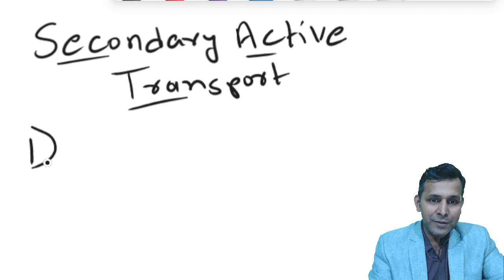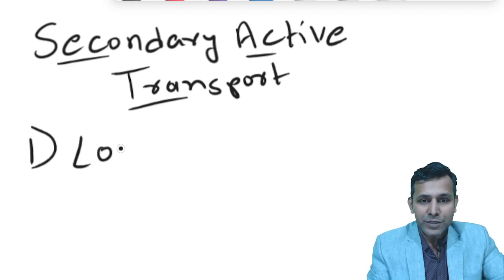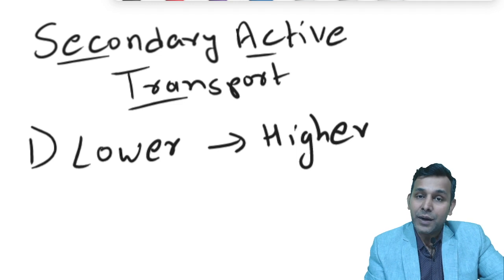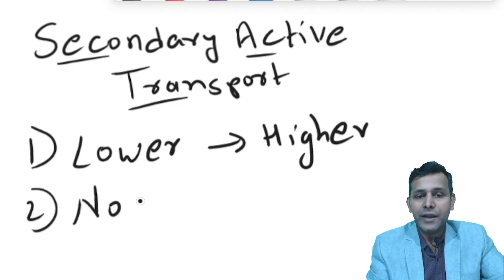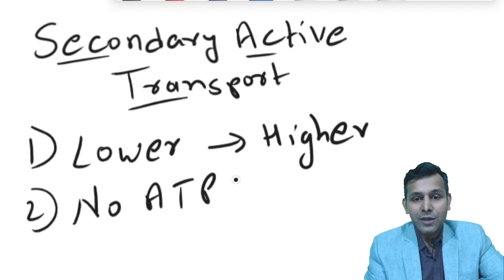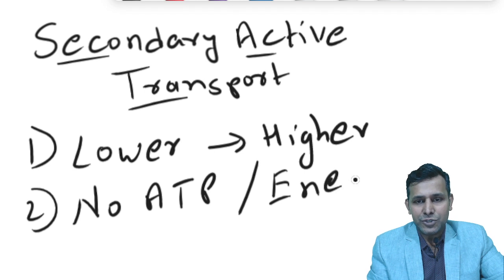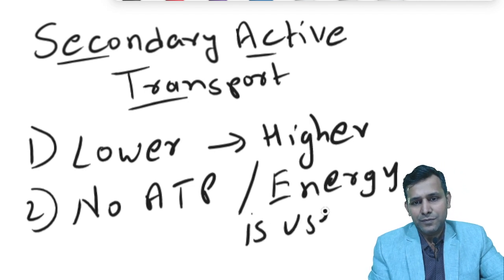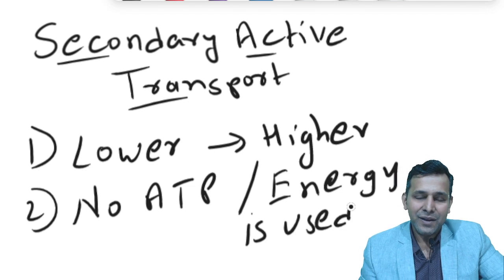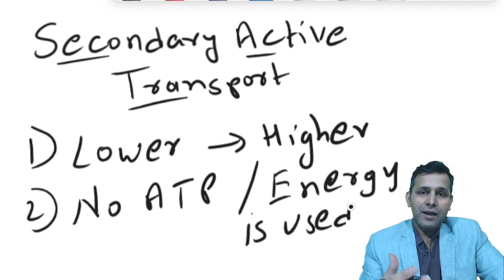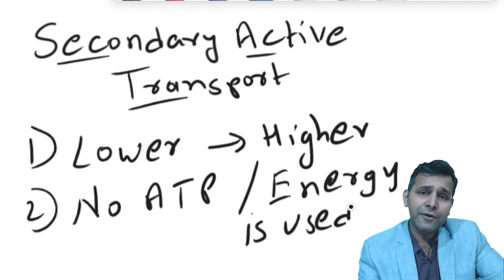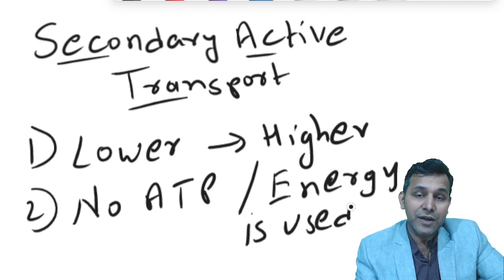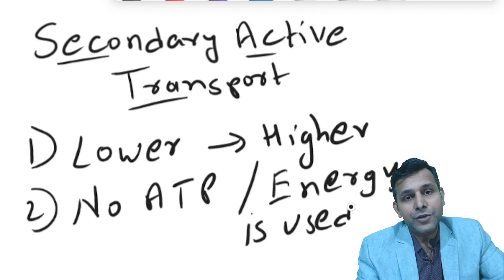That is, number one, substances are transported from lower concentration to higher concentration, but the second point is no ATP is used. No ATP is used, but still energy is used. Energy is used in other form, say for example a potential energy. Now how do we manage to have a transport of a substance from lower concentration to higher concentration, that is against the concentration gradient, without using ATP?